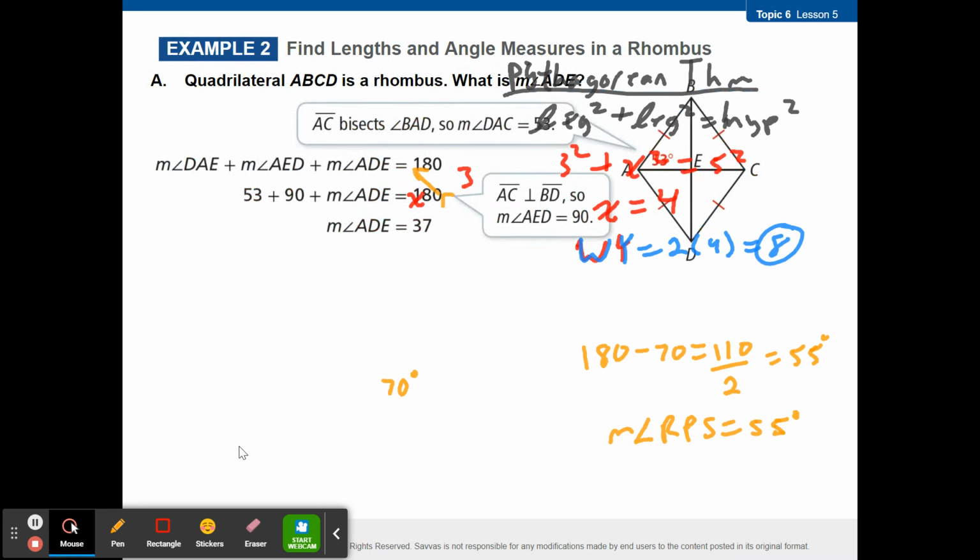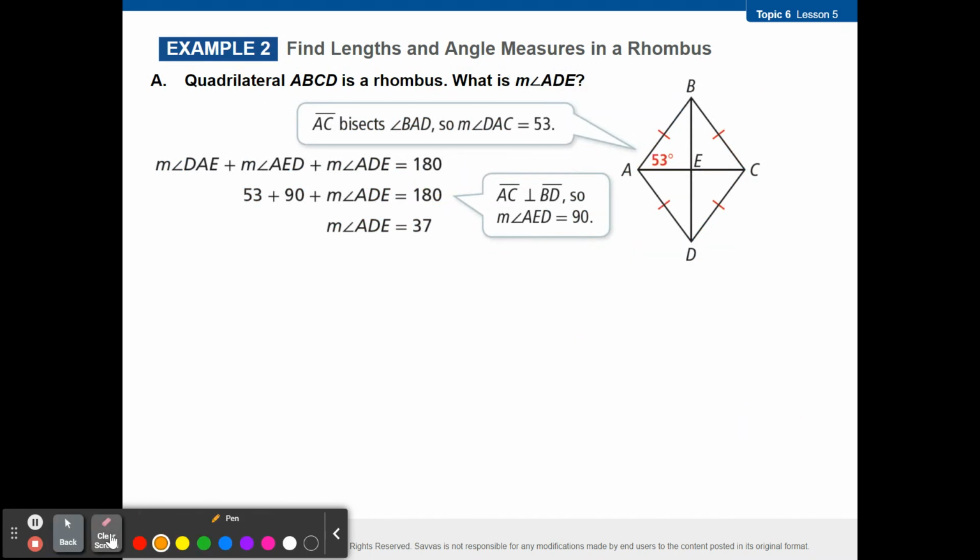All right, let's take a look at example 2. So quadrilateral ABCD is a rhombus. What is the measure of ADE? So AC bisects angle BAD, so the measure of angle DAC is 53 degrees. So now the question here is, what is the measure of ADE? Well, the measure of ADE is just going to be 180 minus 90 minus the 53, which should leave you with 37 right there.